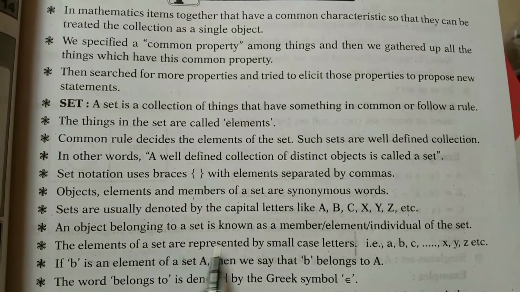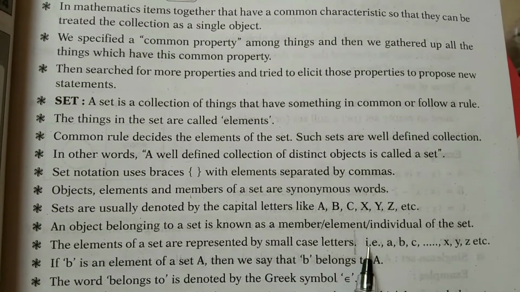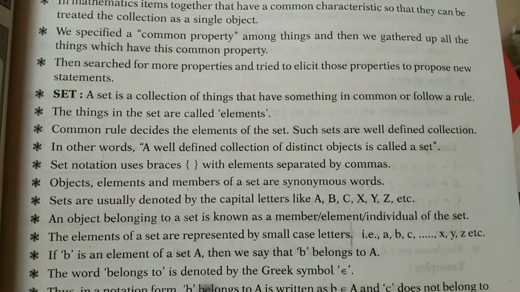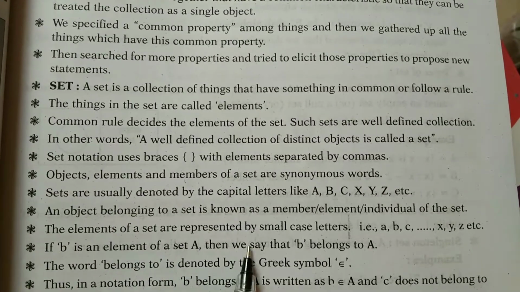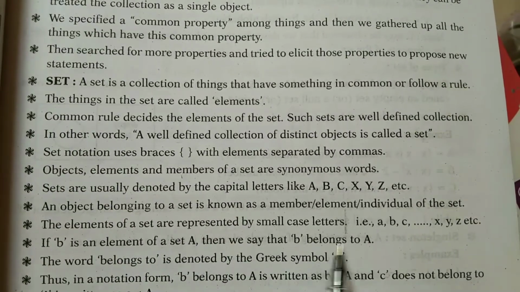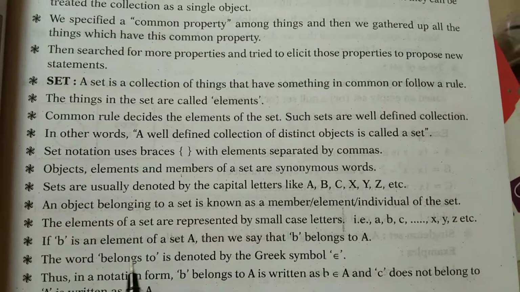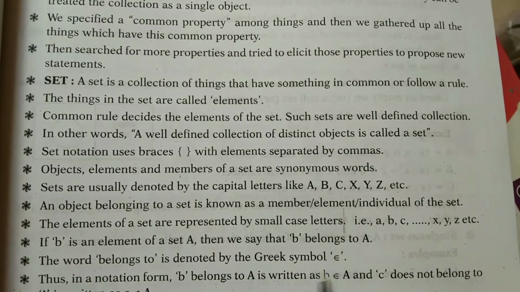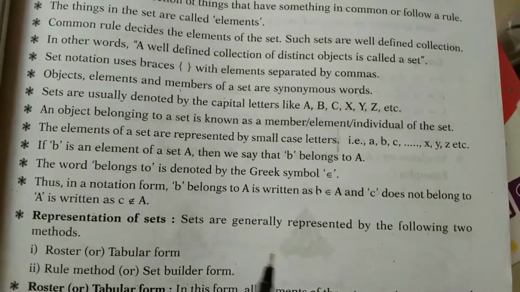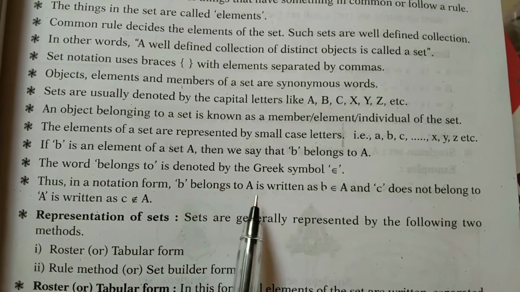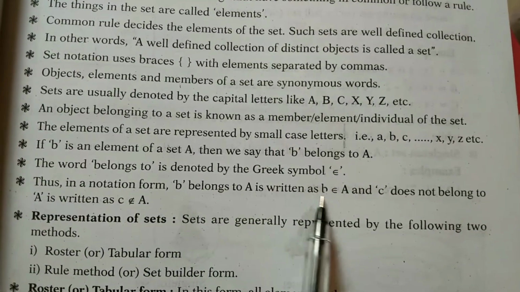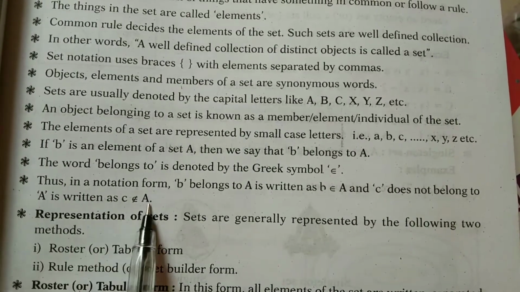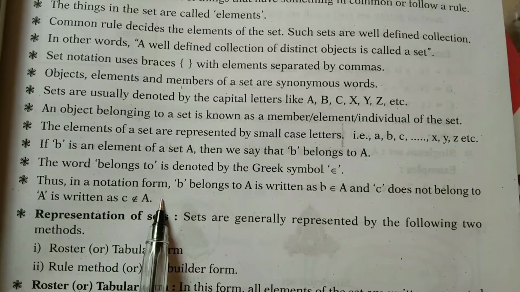The elements of a set are represented by small case letters, that is small a, b, c and so on, small x, small y, small z, etc. If b is an element of set A, then we say that b belongs to A. The words "belongs to" are denoted by the Greek symbol ∈. Thus, in notation form, b belongs to A is written as b ∈ A and c does not belong to A is written as c ∉ A.